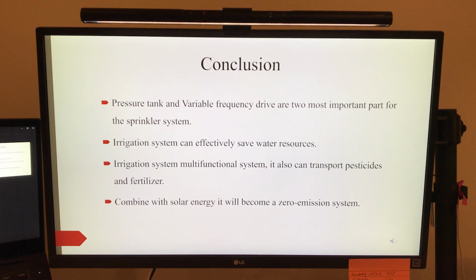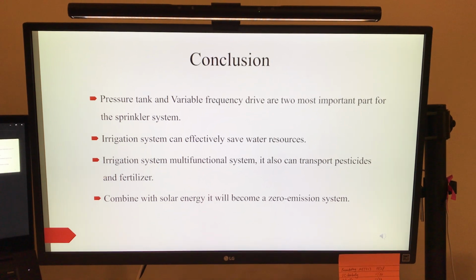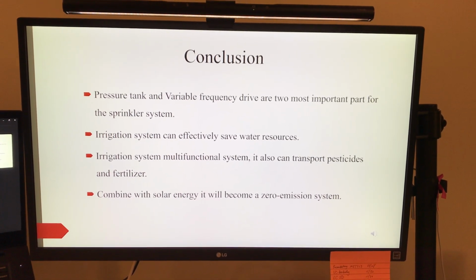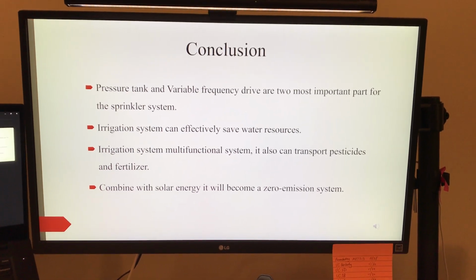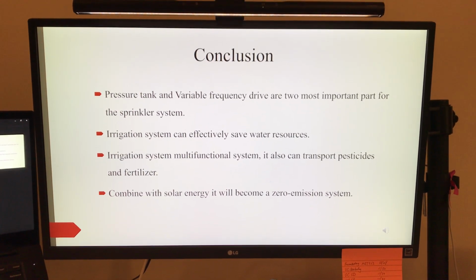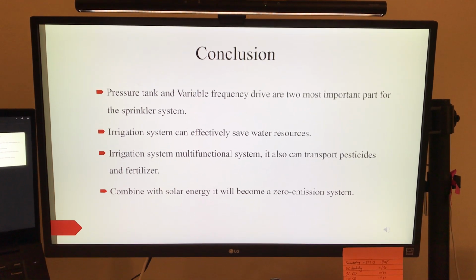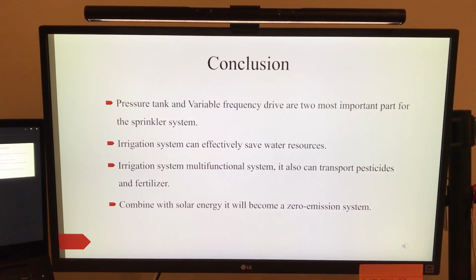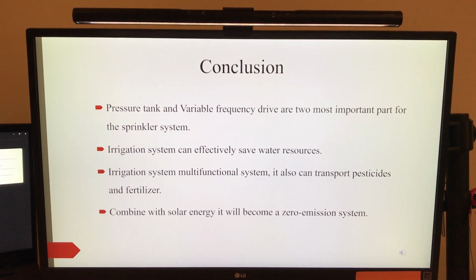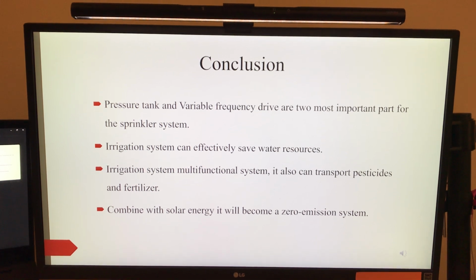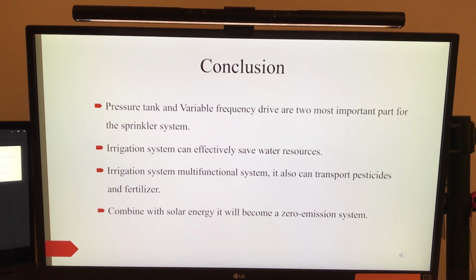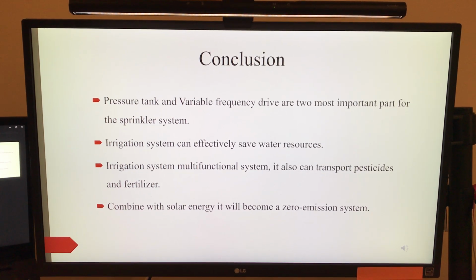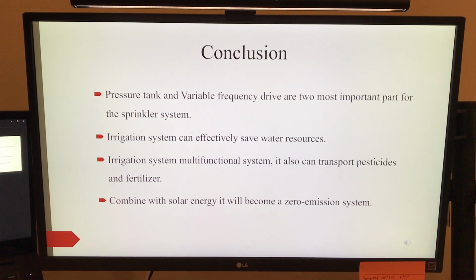And for the conclusion, the pressure tank and variable frequency drive are the two most important parts for the sprinkler system or irrigation system. The irrigation system can effectively save water resources. From the payback time, you can see the water we save is much more valuable than the installed system. And the irrigation system is a modifiable system. It can not only transport the water, it can also transport pesticides and fertilizer.